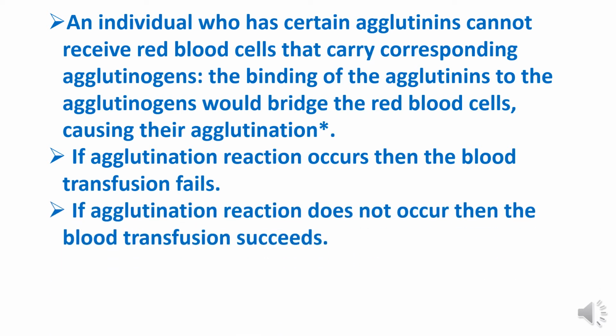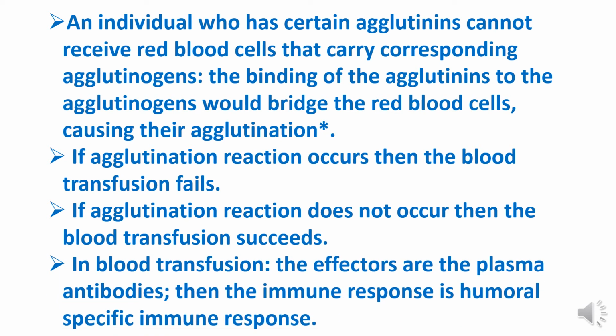If agglutination reaction does not occur, and there is no binding between the antibodies of the plasma and the received red blood cells, then the blood transfusion succeeds. In blood transfusion, the effectors are the plasma antibodies, the innate plasma antibodies, so the immune response is a humoral specific immune response.